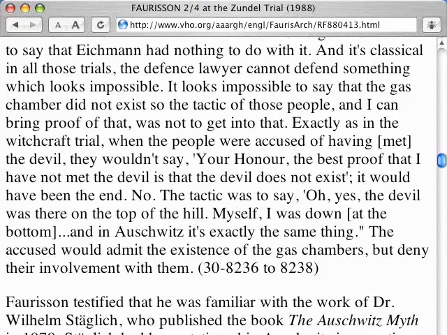Revisionist scholar Robert Faurisson points out how this has a parallel with witch trials. Faurisson said, "When the people were accused of having met the devil, they wouldn't say, 'Your Honor, the best proof that I have not met the devil is that the devil does not exist.' It would have been the end. No, the tactic was to say, 'Oh yes, the devil was there on top of the hill. Myself, I was down at the bottom.'" Accused witches in the 1500s also worked within the story.